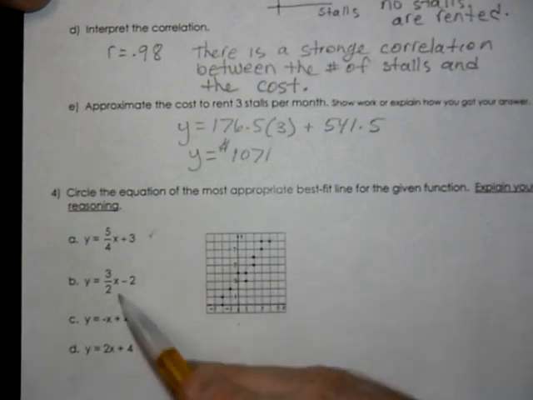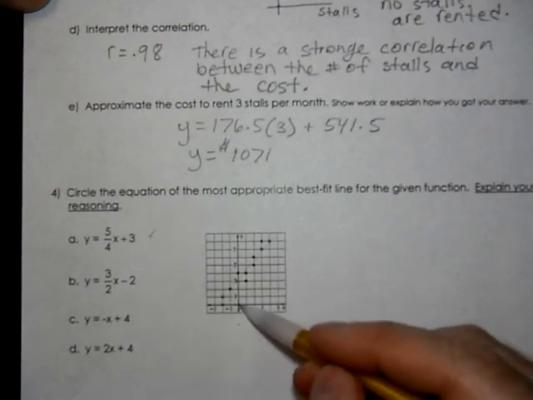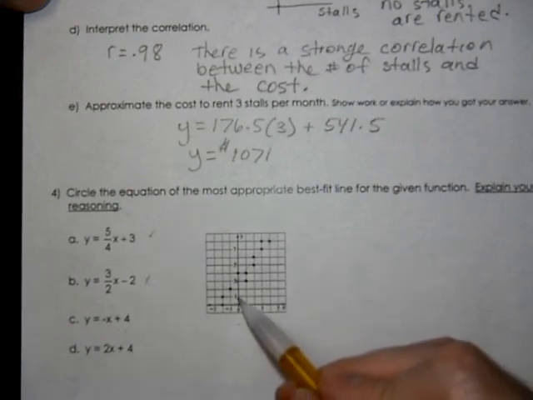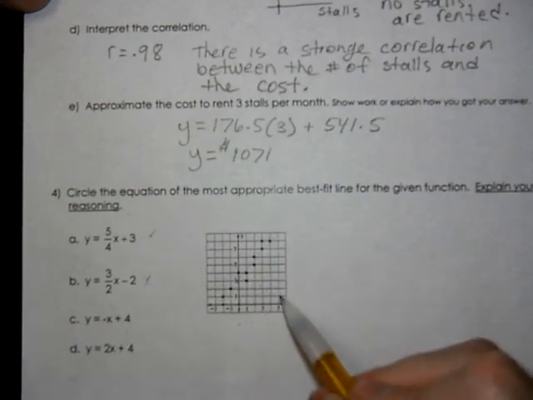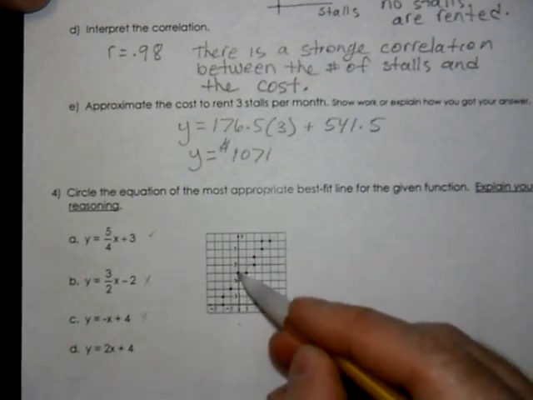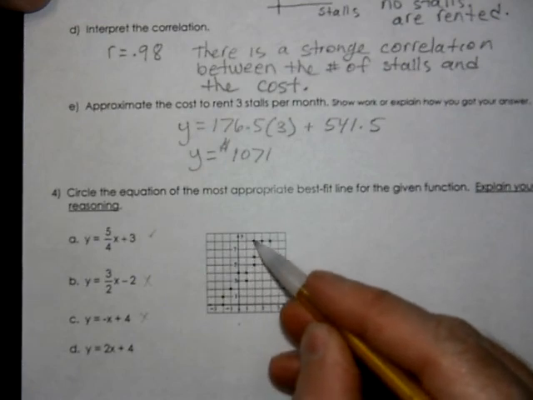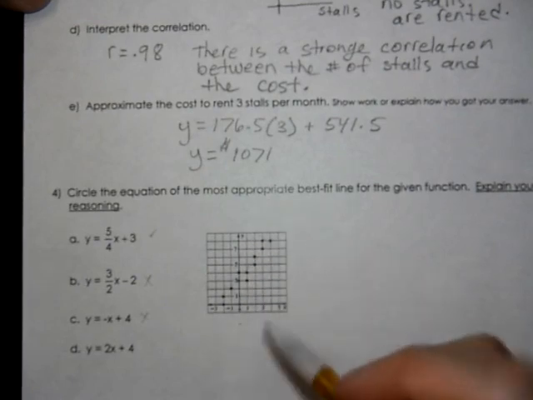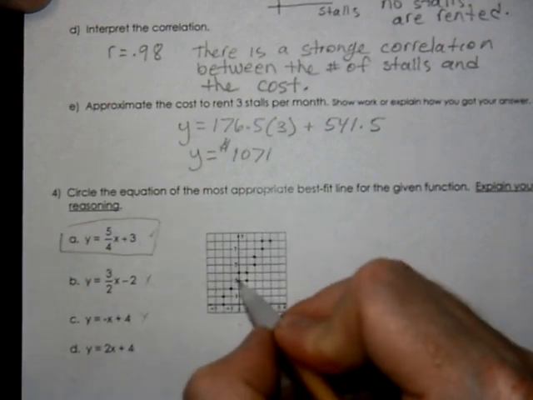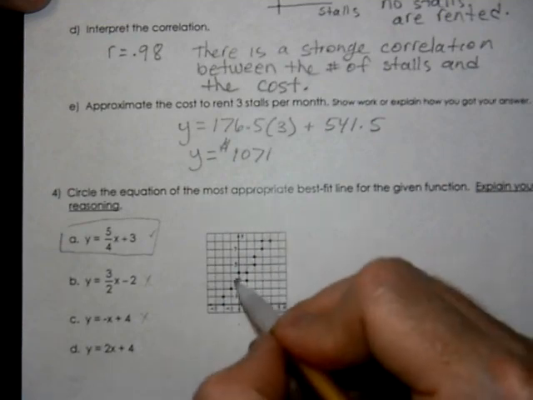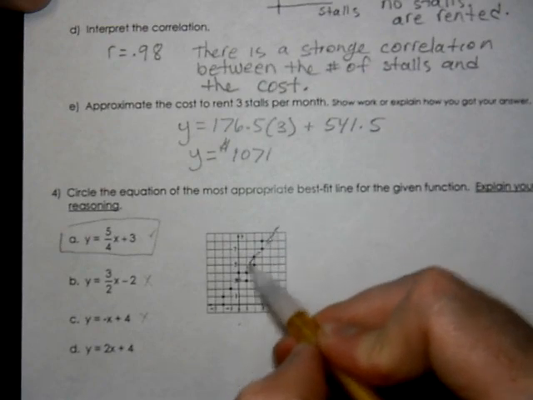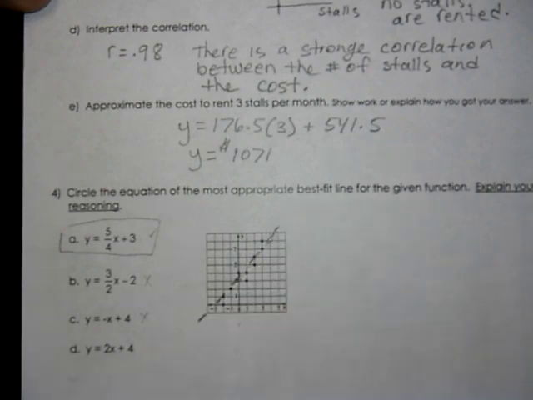We're down at -2, which sounds like an awful idea. Up 3 over 2, nowhere close. Start at 4 and have a negative slope, not even close. Start at 4 and have a slope of 2, not following that same line. So here's going to be the best because we have a y-intercept of 3 and a slope of 5/4, which means that the line is going to follow right through there.